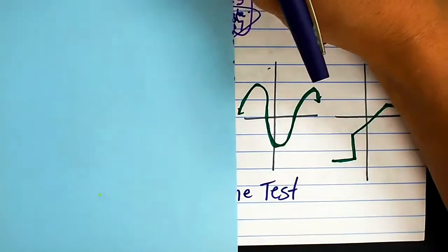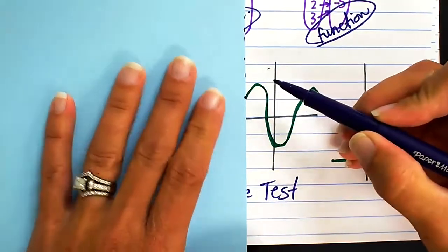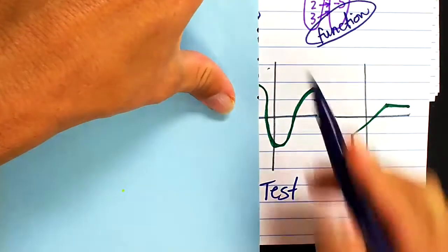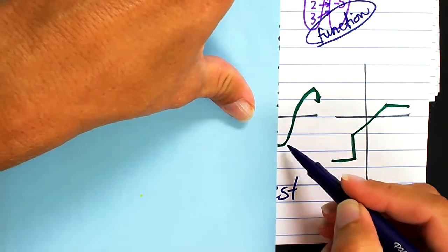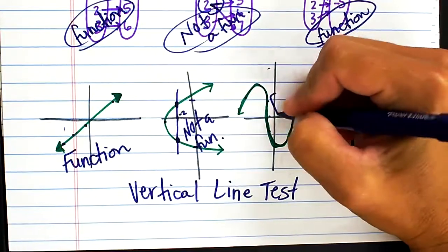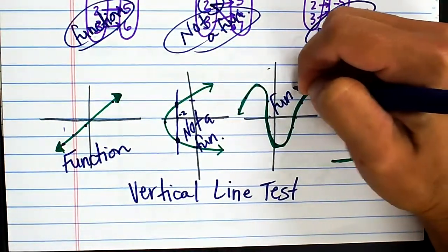Let's test our next one. Start moving across. I'm seeing it's only touching in one spot. Keep moving. One spot, one spot, one spot, one spot, one spot, one. It never touched my vertical line in more than one spot, so it is a function.